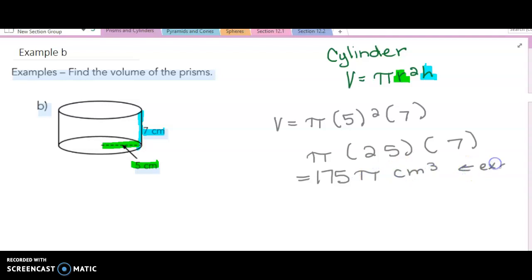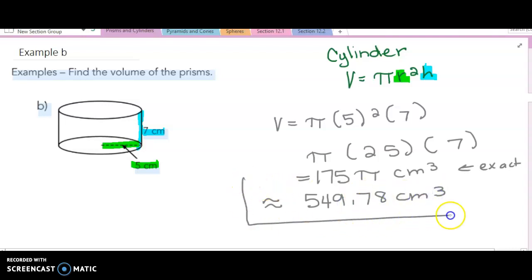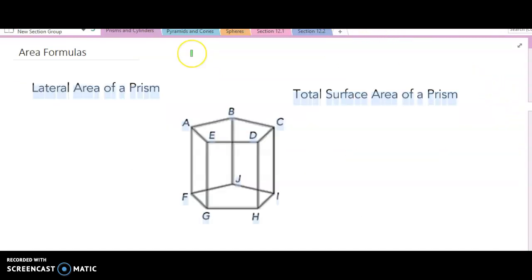This would be exact. Or if you want to plug it into your calculator to get rounded, I get 549.78 centimeters cubed. So depending on what it's asking for, there's the exact and there's the rounded. All right, let's talk about surface area now.